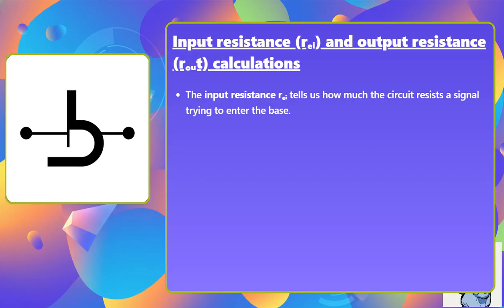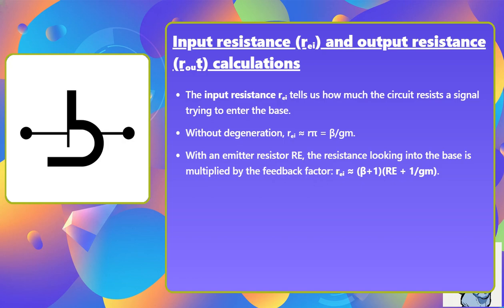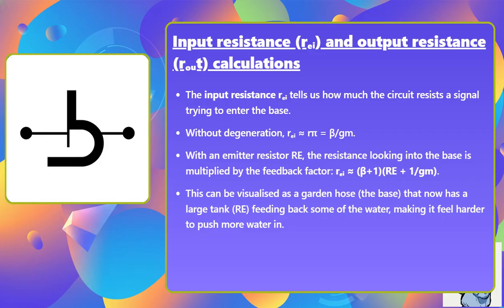The input resistance R_in tells us how much the circuit resists a signal trying to enter the base. Without degeneration, R_in approximately equals r_pi, which equals beta over g_m. With an emitter resistor RE, the resistance looking into the base is multiplied by the feedback factor. R_in approximately equals (beta plus 1) times (RE plus 1 over g_m). This can be visualized as a garden hose, the base, that now has a large tank, RE, feeding back some of the water, making it feel harder to push more water in.